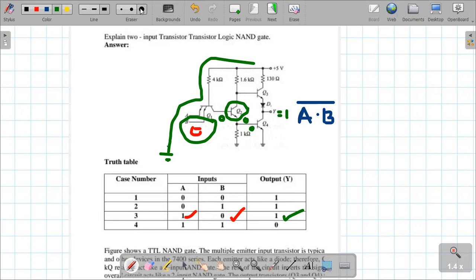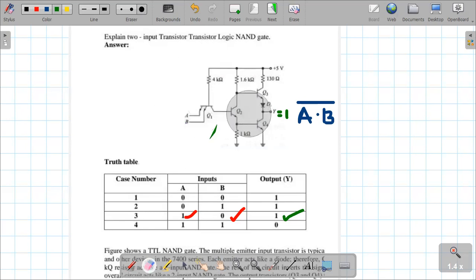And the last case is when both are 1, that is A equal to 1 and B equal to 1. In this case, when A equal to 1, this is in reverse bias. Reverse bias means open switch. This is an open switch. Again, B is also an open switch.